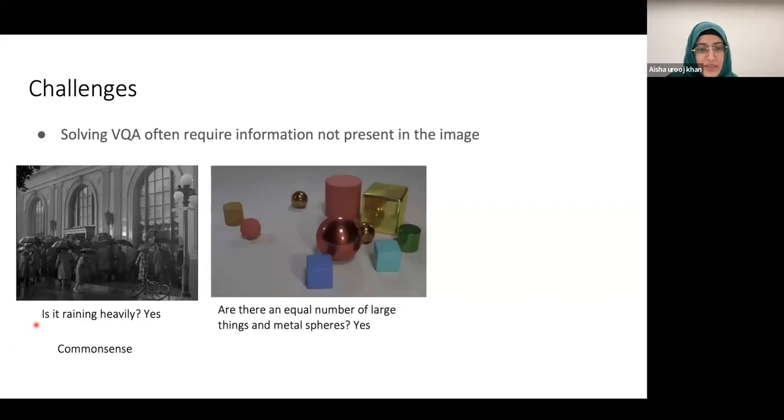Here is another example. The question is, are there an equal number of large things and metal spheres? And the correct answer is yes. To answer it correctly, we need to understand what is meant by large things, and then count the number of large things. Then for metal spheres, we have to understand what a sphere looks like and what metal means, and then count, and then we can come up with the right answer. This comes under the notion of visual reasoning.